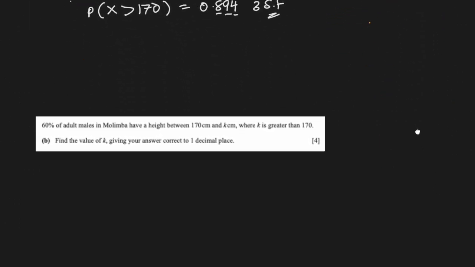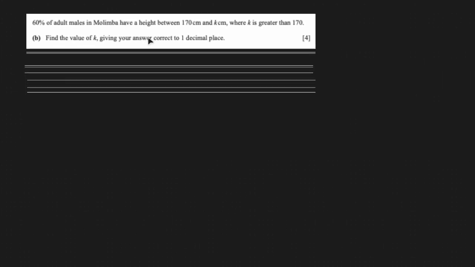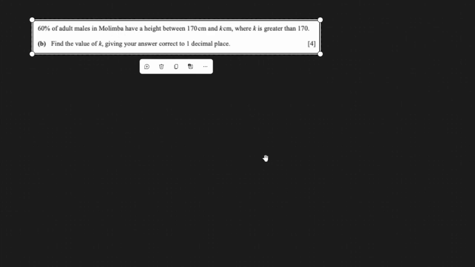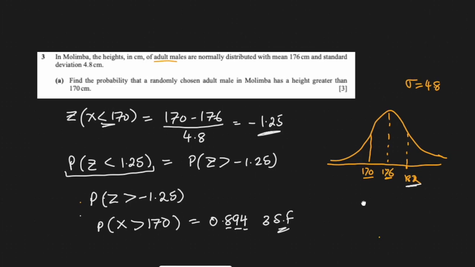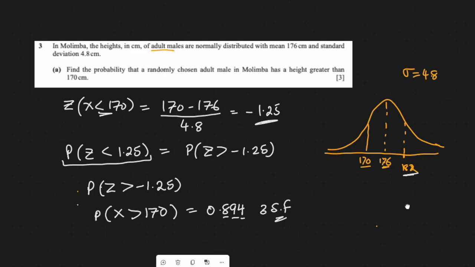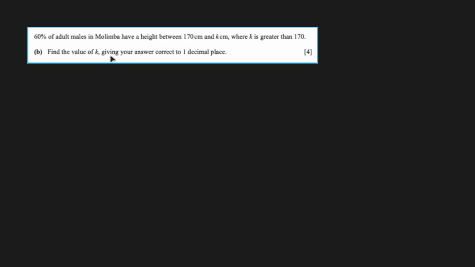Going to question number 6b, not 3b. Okay. It says that 60% of adult males in Molimba. So they are talking about the same adult males in Molimba, the same situation. It is not a different one. Okay. So 60% of adult males in Molimba have a height of between 170 and k centimeters.